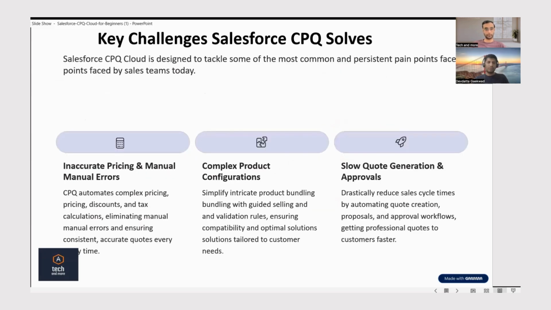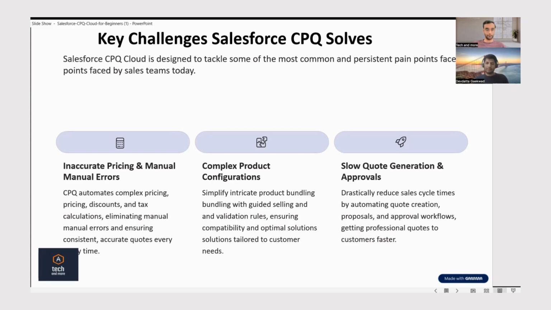Moving forward, we'll go through key challenges Salesforce CPQ solves. In real-time scenarios, the sales representative will go through inaccurate pricing and manual errors while creating quotes. Say we have a mistake while creating a quote, like some zeros are added more. That might create a blunder.